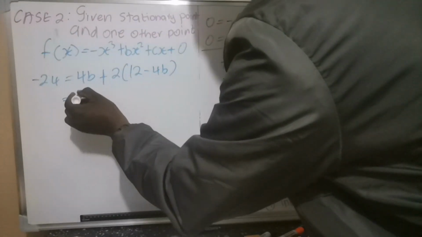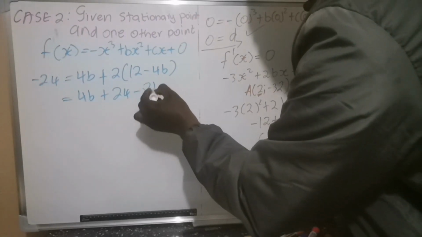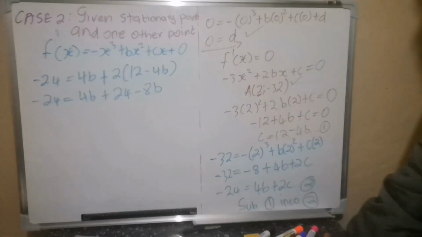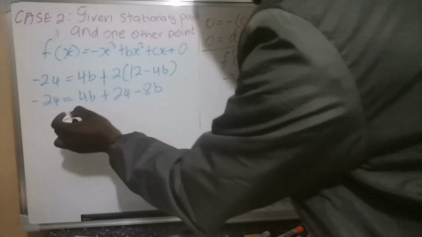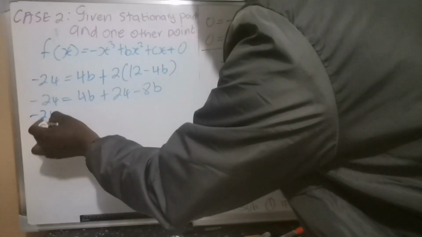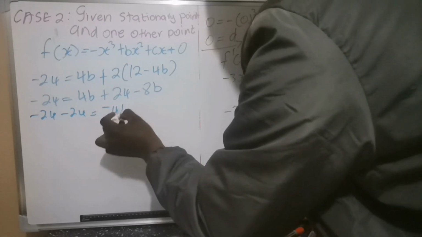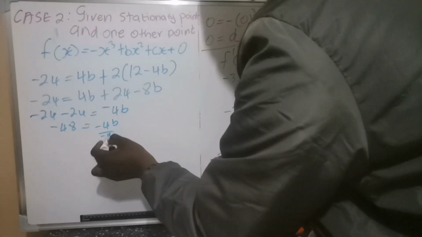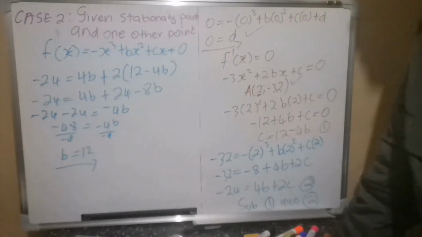Then I'm going to say 4b plus 2 times 12 is 24. 2 times negative 4b is negative 8b, equal to negative 24. So negative 24 minus 24 equal to 4b minus 8b is negative 4b. Then I'm left with negative 48 divided by negative 4b, negative 4 over negative 4. B again is 12. I hope you can see it, guys.